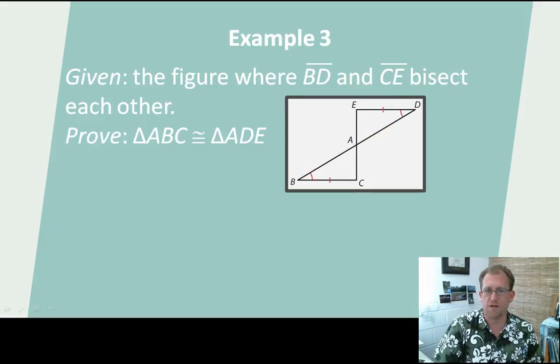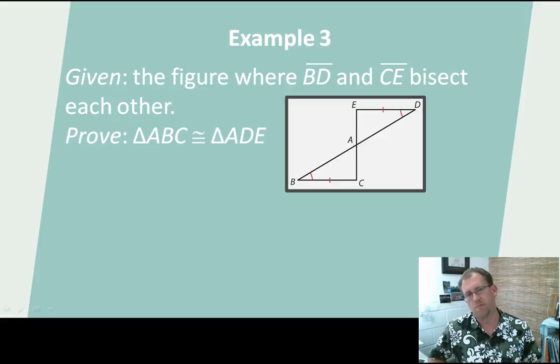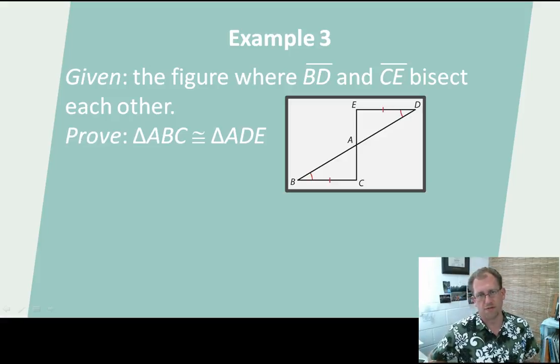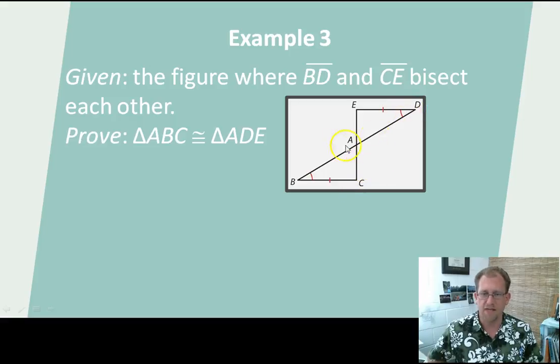If in this figure BD and CE bisect each other, then I want to prove that these triangles are congruent. Okay, so I have here that EC and BD bisect each other. That means that bisectors result in equal segments, right? That EA and CA must be congruent. So these parts of the triangle are congruent to each other.